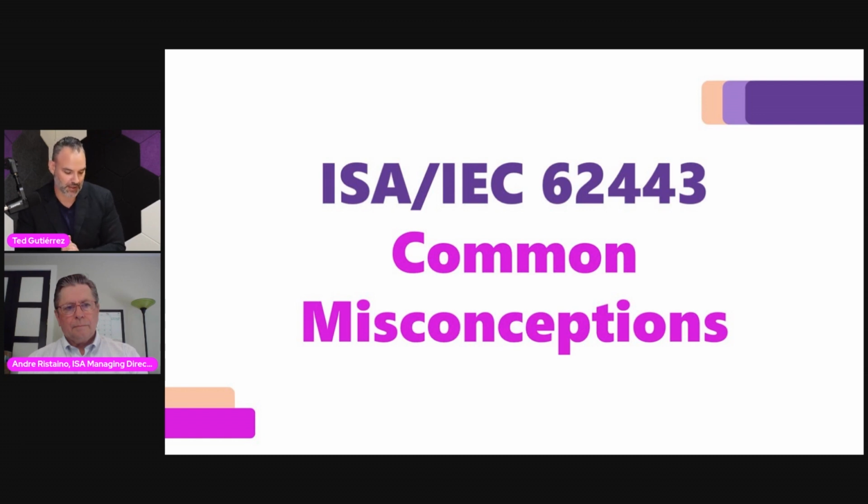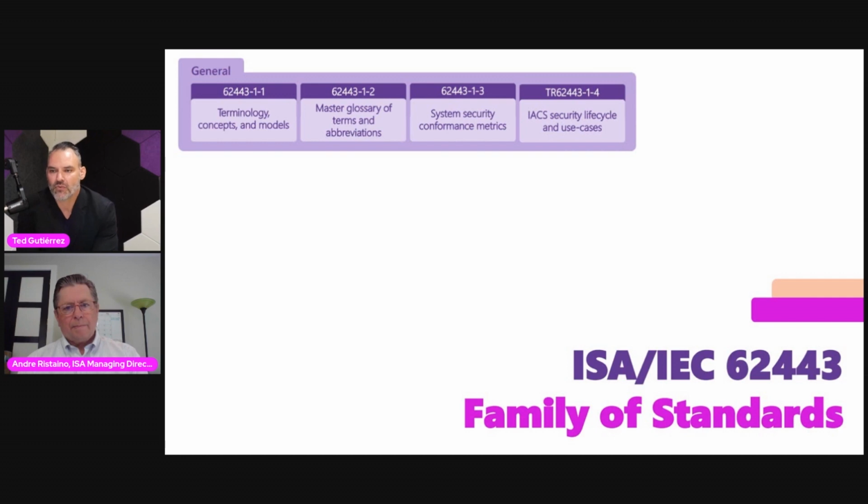Appreciate the perspective. Let's dive into the standards. Next slide. What we've got here is basically four categories, folks: general, policies and procedures, system, and product life cycles. Walk us through maybe 60 seconds apiece, and then let's dive into some of these, because the first misconception is that 62443 is one document. It's not. It's a series of chapters or standards. Can you walk us through that, Andre?